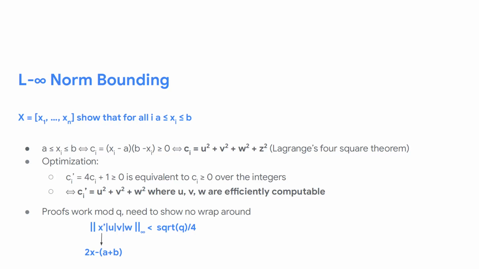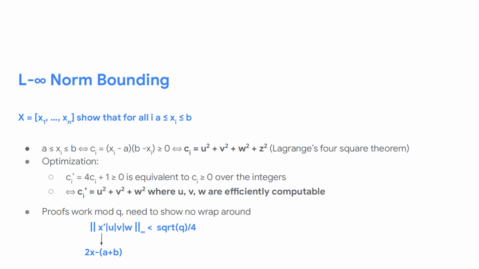What we did is we noticed that we can optimize this for the setting where all our values are integers. So this value becomes bigger than 0. And essentially what this says is that it's sufficient to find 3 integers such that their squares sum up to this updated value. So essentially what you need to do to prove this norm bounding is to prove that you know 3 integers such that their squares equal this expression in terms of your 2 public bounds and your secret value.